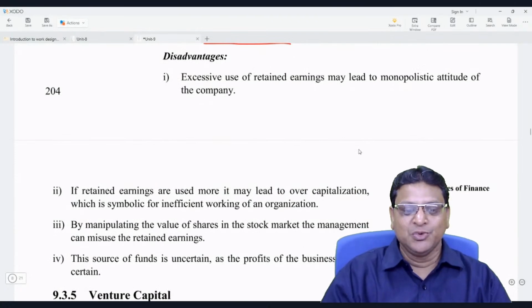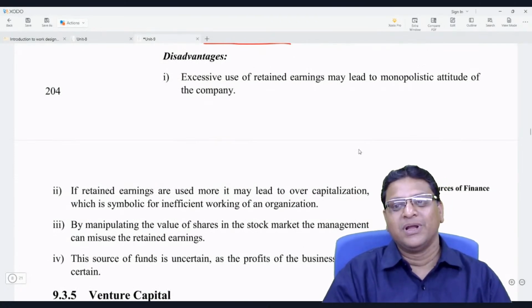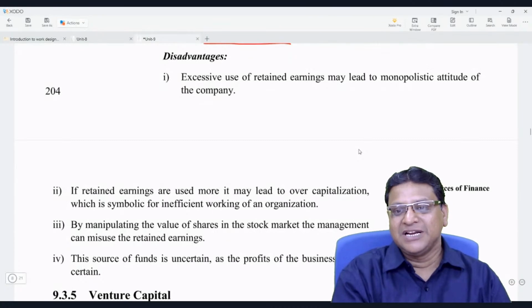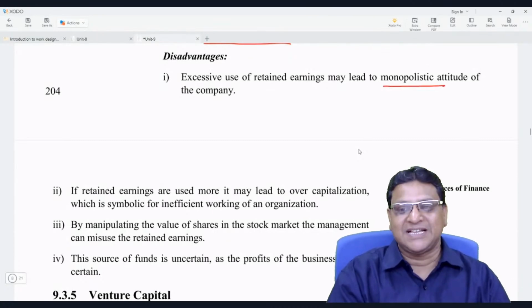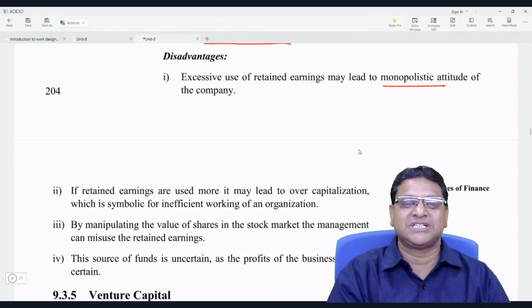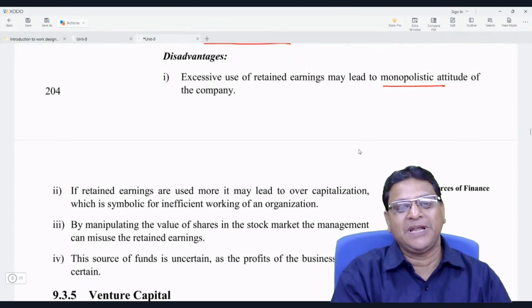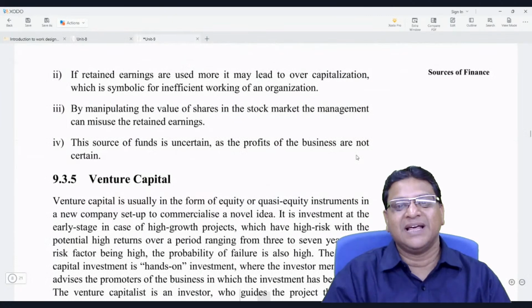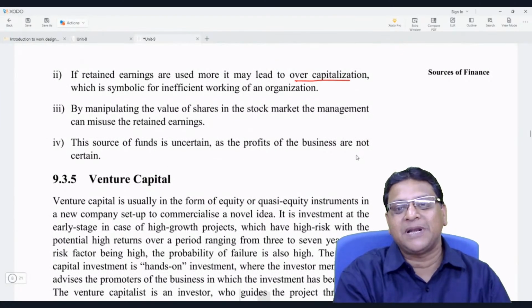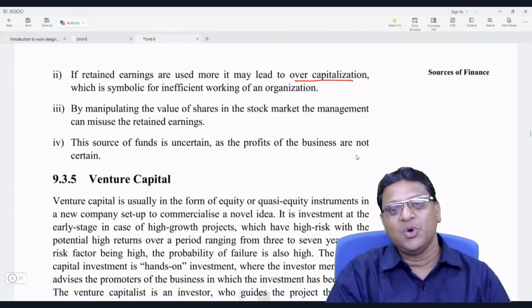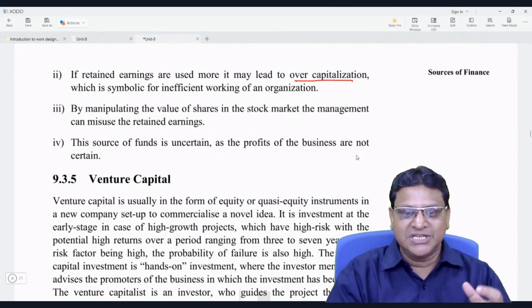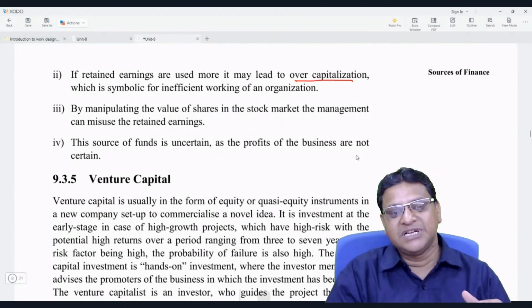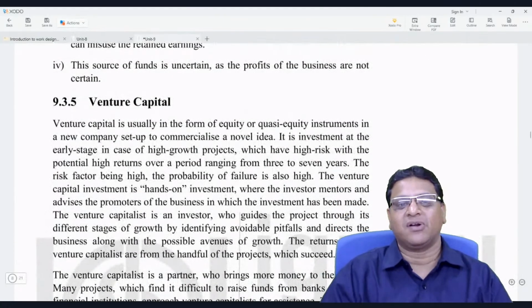If a company uses retained earning more, there is a possibility of it developing a monopolistic attitude. Next, if the company uses more and more retained earning, there is a chance of overcapitalization. What is overcapitalization? Overcapitalization means the company is having capital more than what is required. That is known as overcapitalization. So these are the most important disadvantages of retained earning.